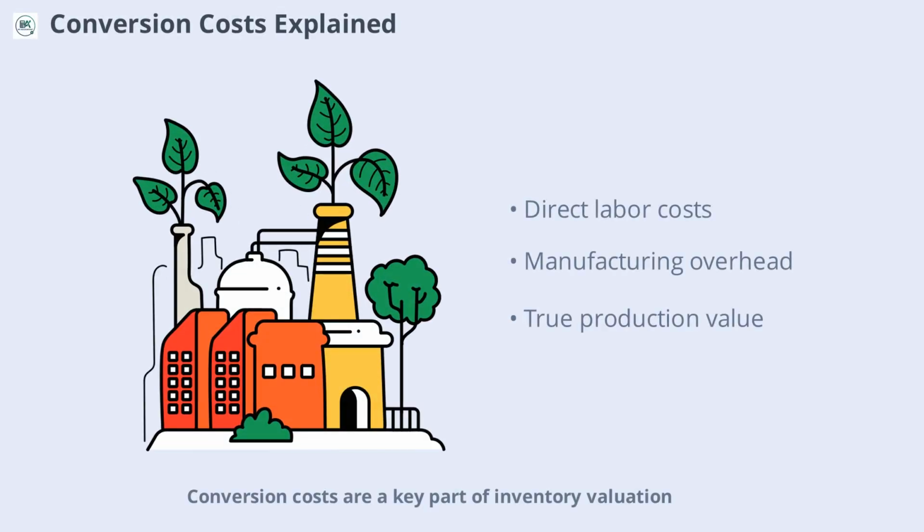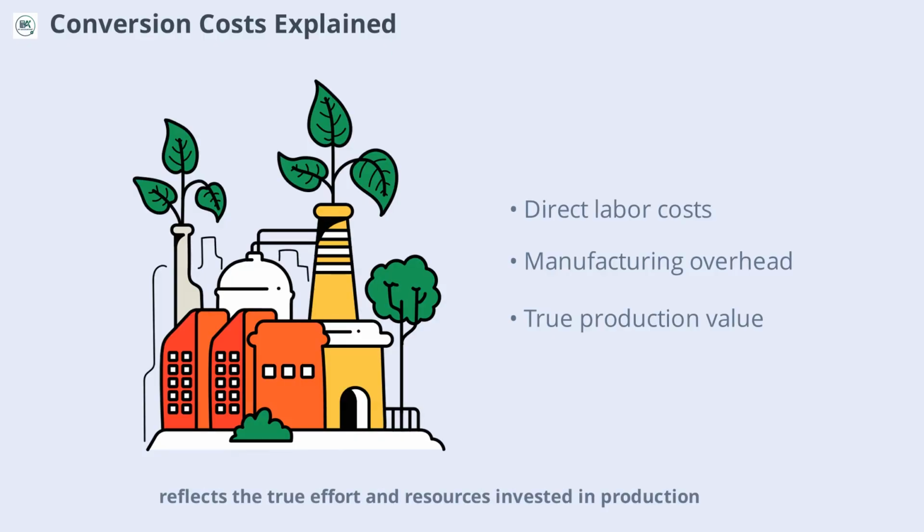Conversion costs are a key part of inventory valuation. These are the costs incurred to transform raw materials into finished goods. They include direct labor wages paid to workers on the production line and manufacturing overhead such as factory utilities and equipment depreciation. By including these costs, IAS 2 ensures that the reported value of inventory reflects the true effort and resources invested in production.